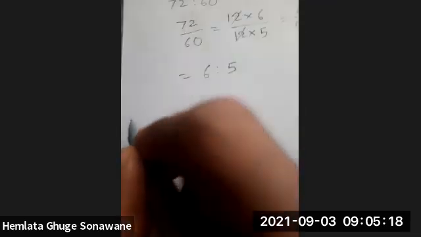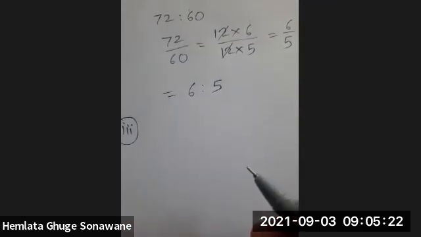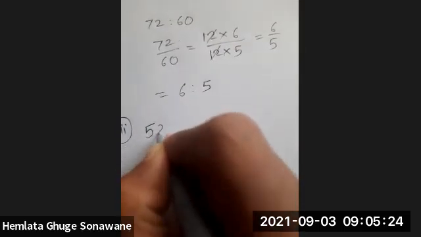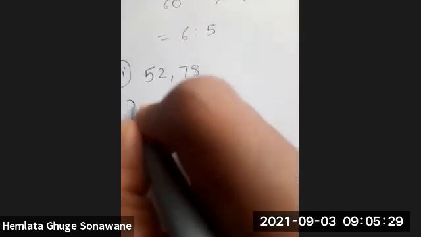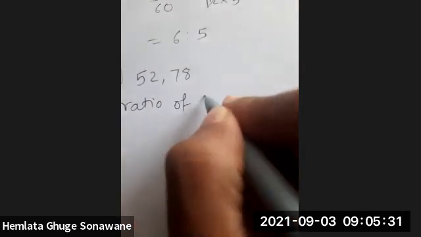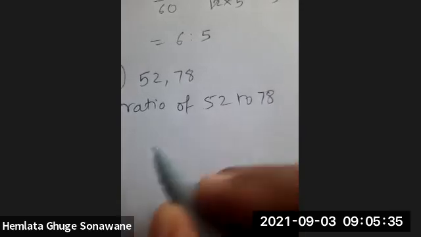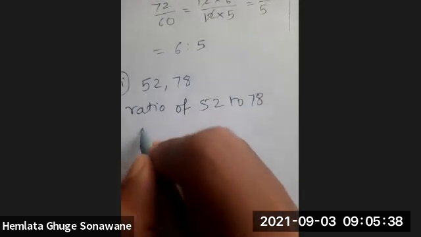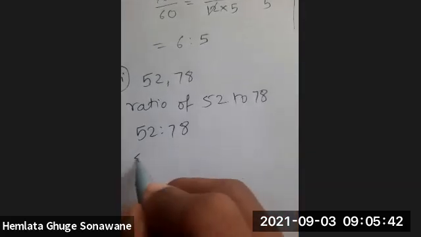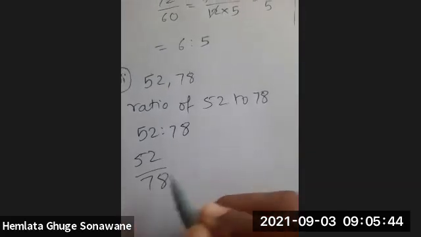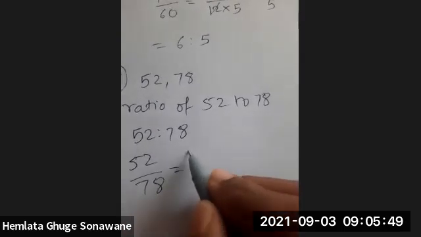Move towards the third one. That is 52 and 78. So I will write down the ratio of 52 to 78. So 52 as to 78, 52 upon 78. Now again we have to split both the terms.